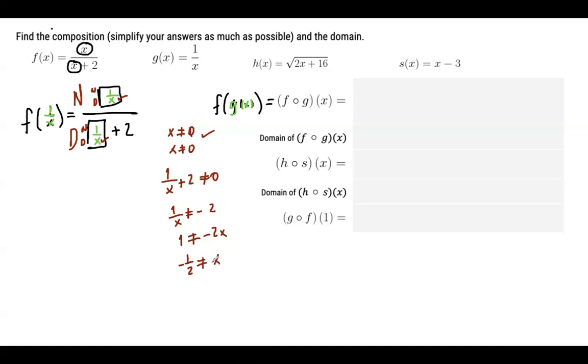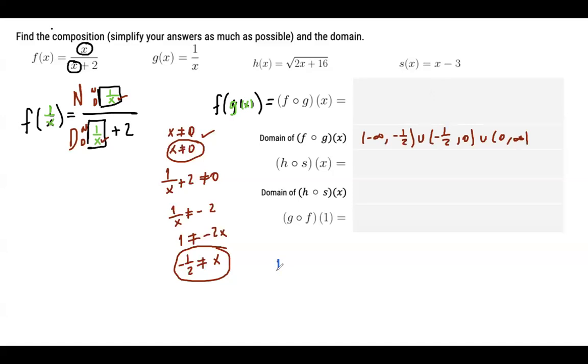So what values are we going to exclude from the domain? That is minus 1/2 and 0. So the domain is going to go from minus infinity to minus 1/2, then from minus 1/2 to 0, and from 0 to infinity. And now you can proceed to rewrite your final answer. I'm going to do it down here.